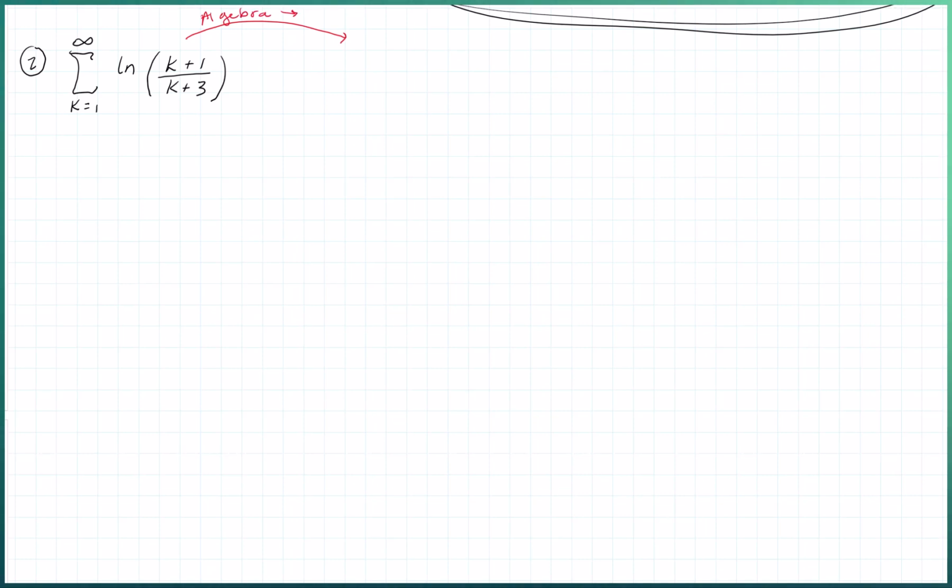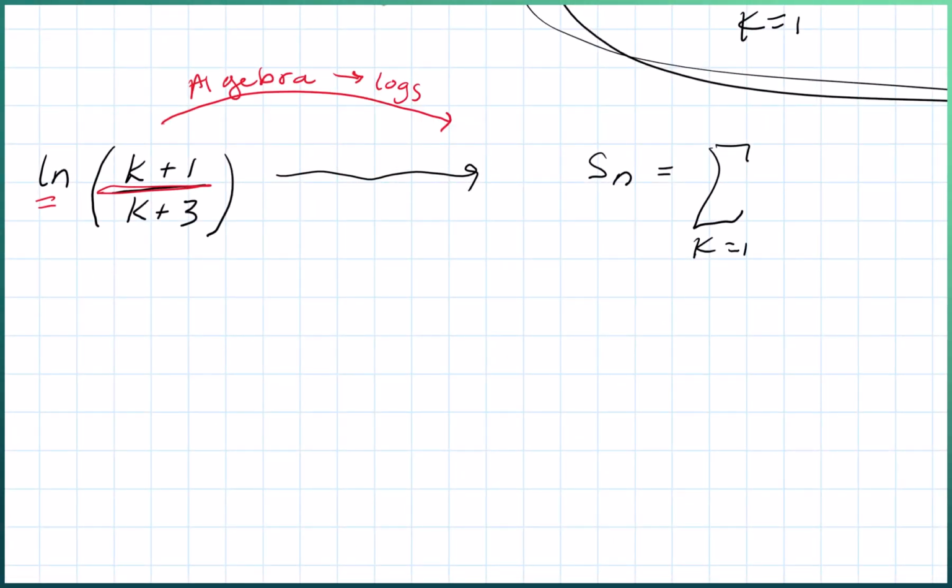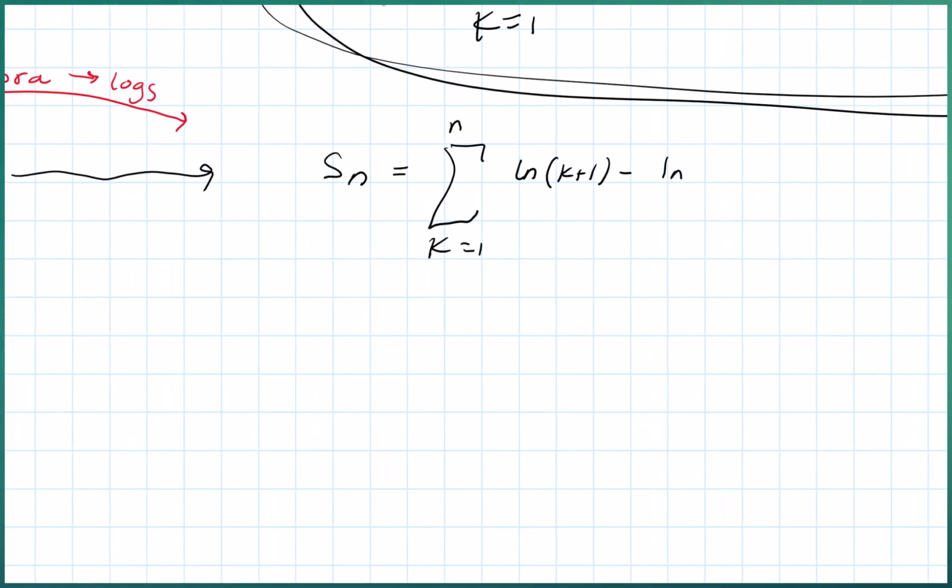And the algebra I want to use is rules of logs. I've got some logs in here. I've got a quotient. So let's first look at the partial sums. Let's write it in partial sum notation first. So S sub n is equal to the sum from k equals 1 to n. And when I write the partial sum, I'm going to go ahead and just write this out. Natural log of k plus 1 minus the natural log of k plus 3.